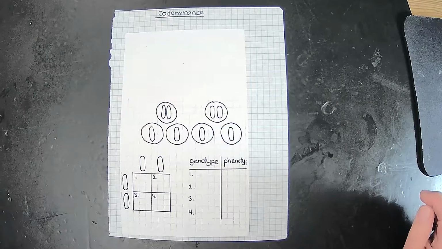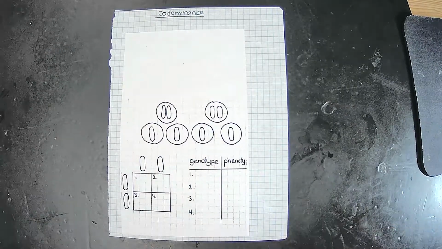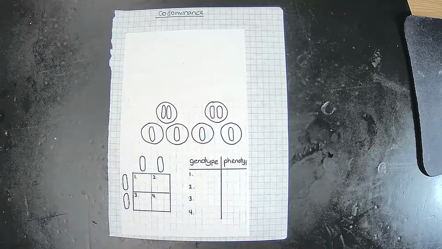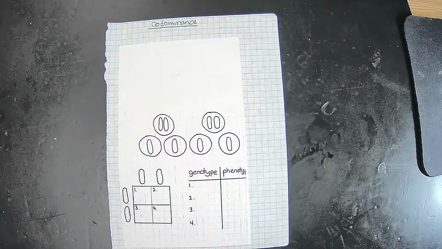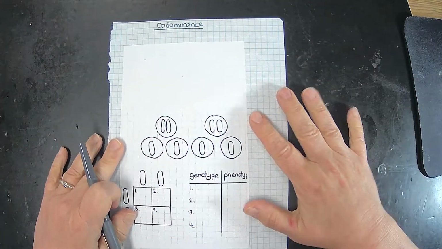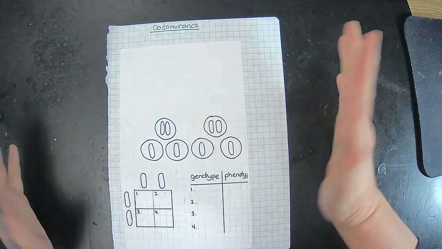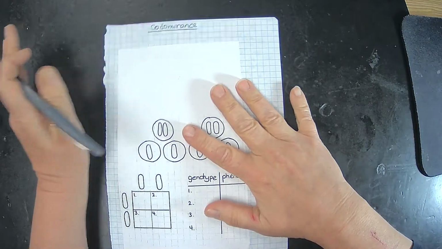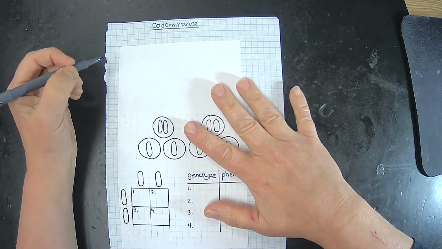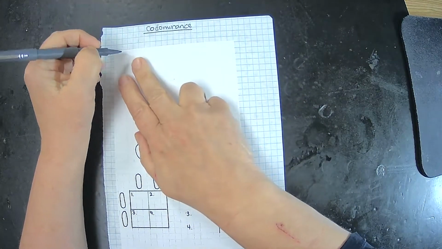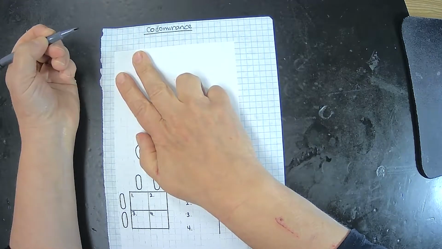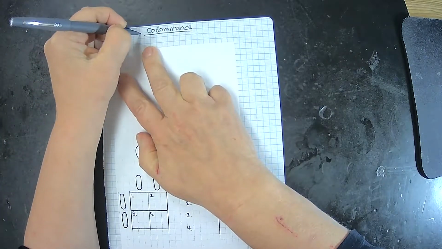Okay, so the first type of non-Mendelian inheritance we're going to talk about is something called codominance. And co means equal, all right? So equal dominance. So I'm going to give you an example here. This is the easiest way to explain it, by way of an example. So in codominance, this is the definition of codominance.